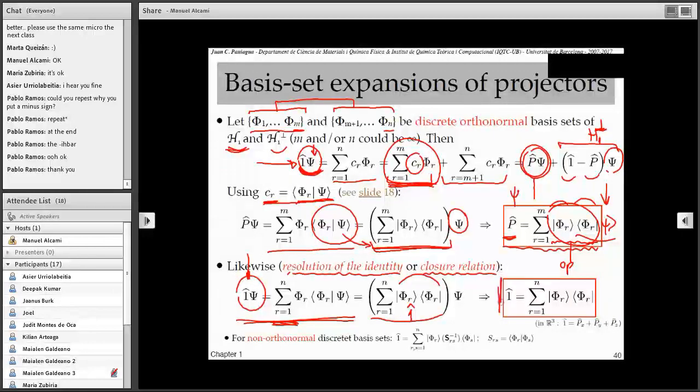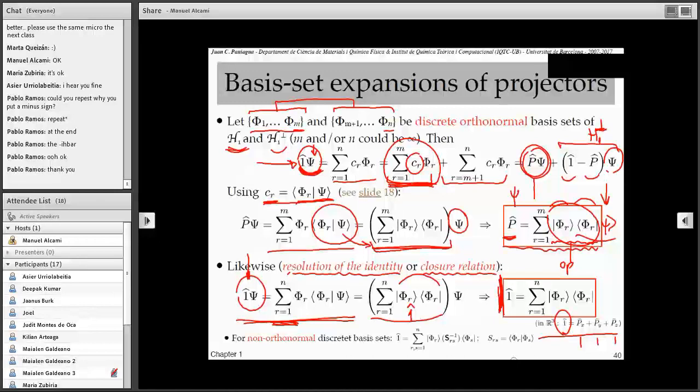In ordinary physical space, this is equivalent to saying that if you project a vector along the x-axis, then the y-axis, then the z-axis, you obtain the three components of the vector, and the sum, of course, leads to the original vector. And so the identity can be put that way. This is the generalization for any Hilbert space.